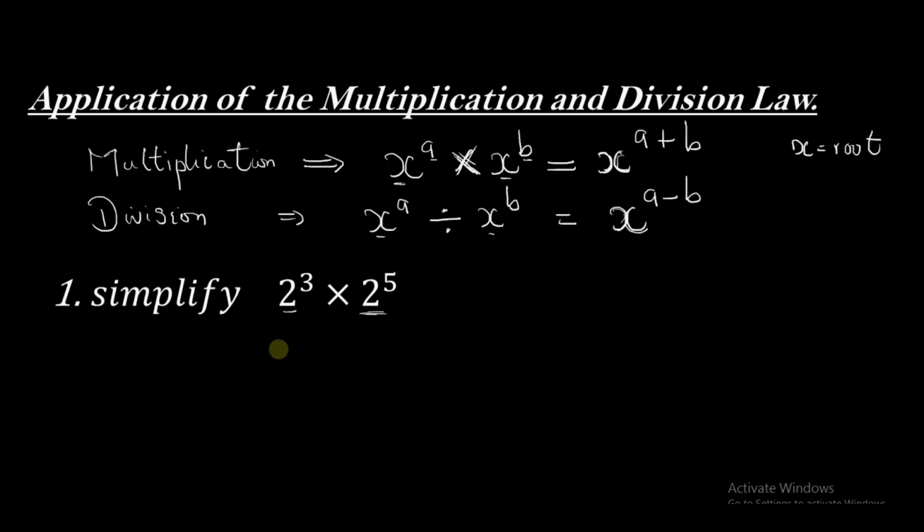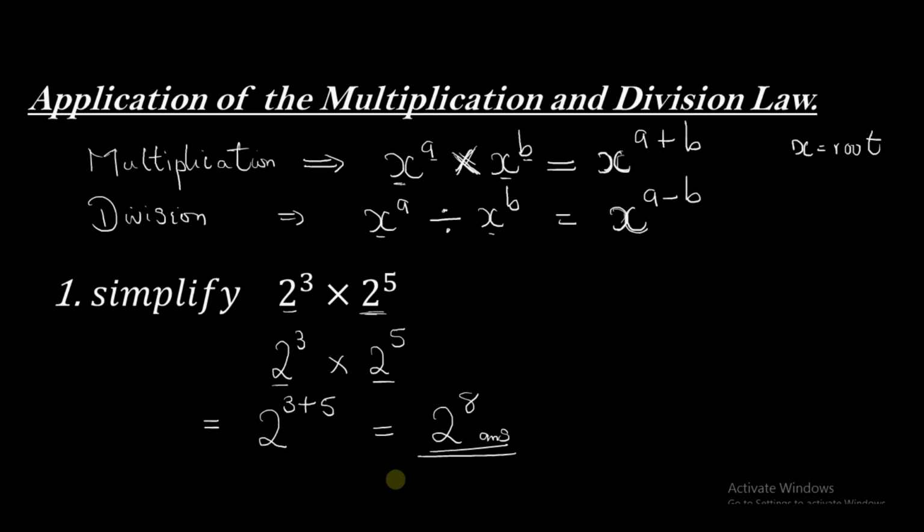So that tells you that your 2 raised to the power 3 times 2 raised to the power 5 will be equal to, what are you going to do here? Since 2 is the root number in both indices, you take one of them because they are the same, which is 2, and add the powers. 3 plus 5 will give you 8. So your answer is therefore 2 raised to the power of 8. This is your final answer.